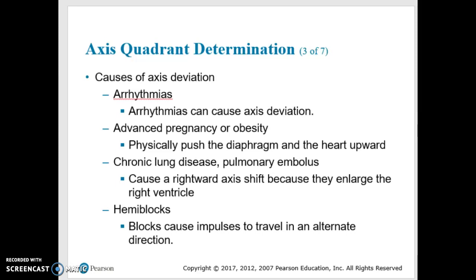When we think about chronic lung disease or a pulmonary embolus, this could cause a rightward axis shift because it enlarges the right ventricle. Remember, the right ventricle pushes blood into the lungs, and if there's a problem in the lungs and it can't push blood into the lungs like it should, it may become enlarged, or the right ventricle may hypertrophy, and this could cause an axis deviation.